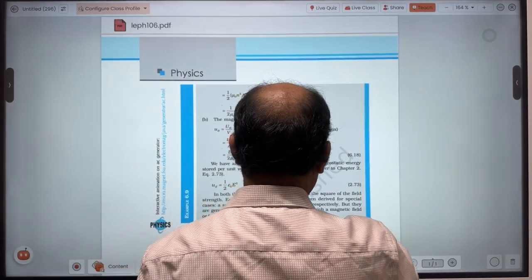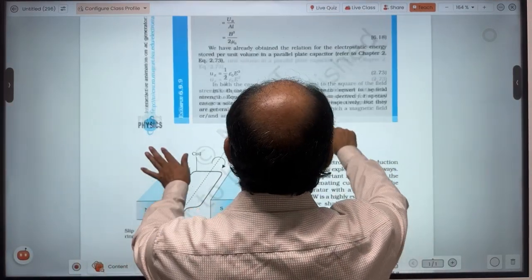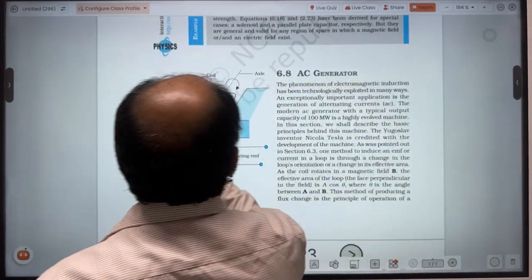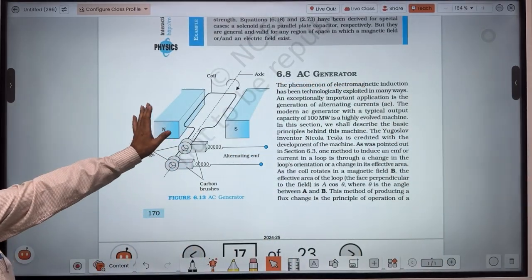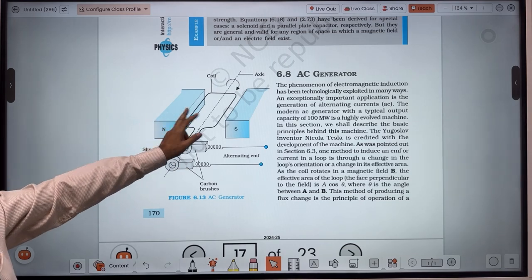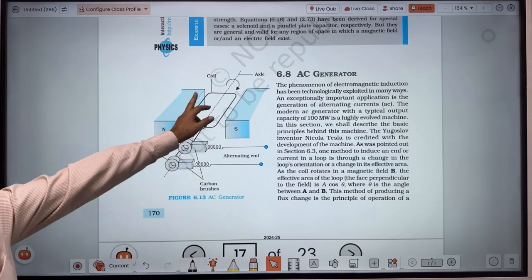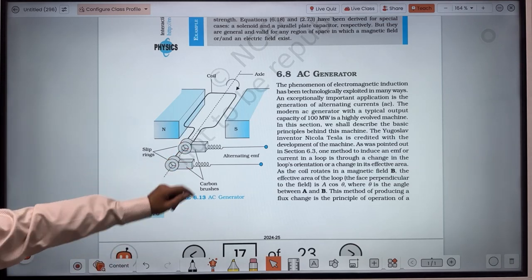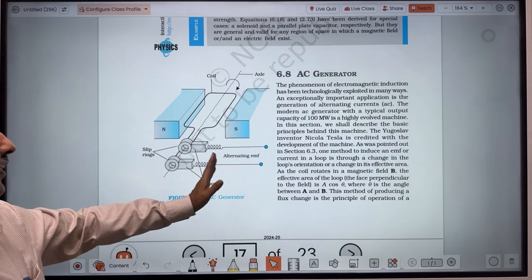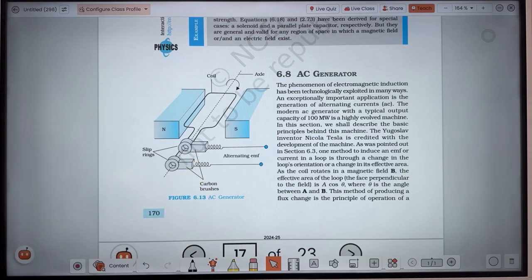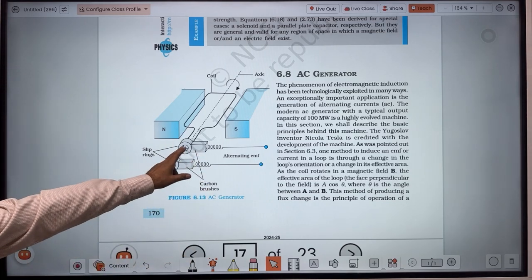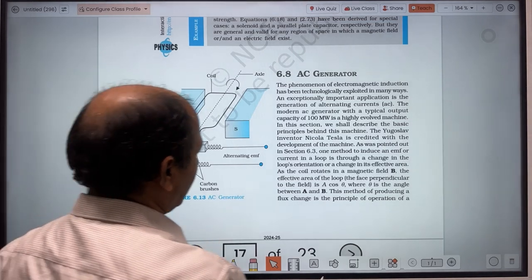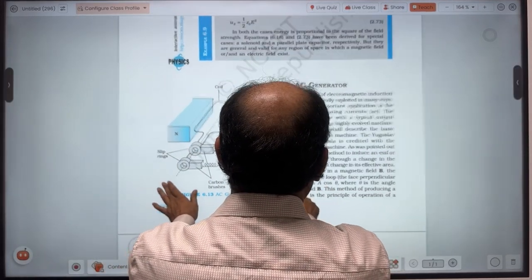Now we are going to see the next thing, that is the AC generator. Here everything is explained. These are the poles of magnets, north pole, south pole. This is the coil which rotates, and here there are slip rings, and these are outer connections. There are carbon brushes which remain in continuous contact with the slip rings. So the construction you can read, so I'm not going to tell about it.